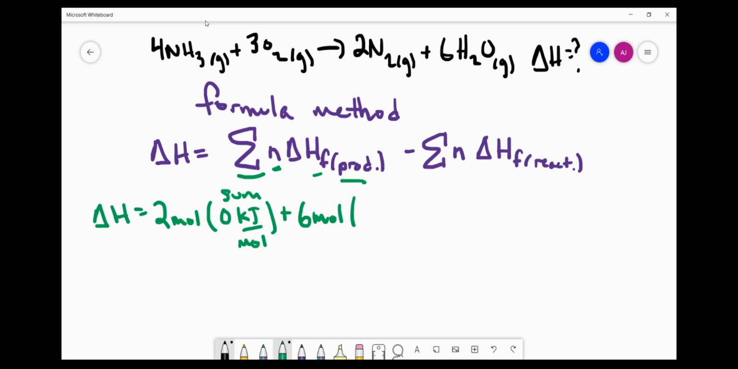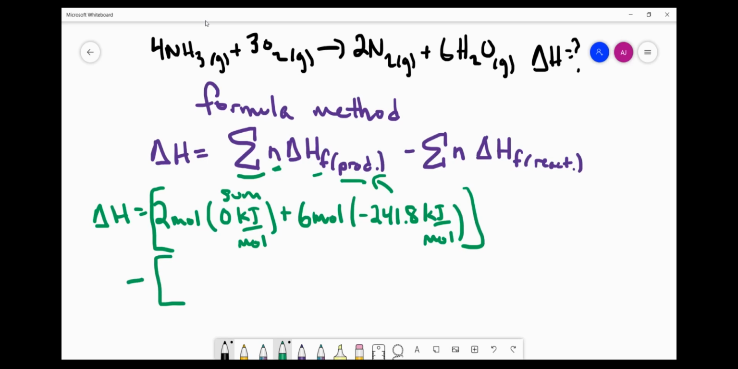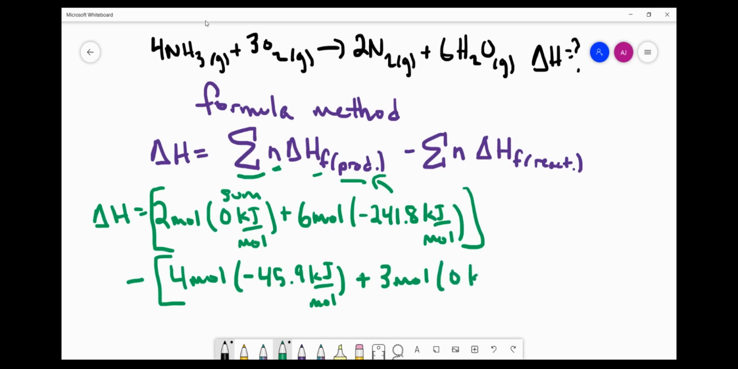And I'm multiplying that by negative 241.8 kilojoules per mole. So there is the product, right? That goes with that. Then I'm going to do this in 2 lines. Here are my reactants, 4 moles of ammonia. And the heat of formation for ammonia is negative 45.9 kilojoules per mole. And then I add the next reactant, which is oxygen. There are 3 moles. And the heat of formation for oxygen is 0 kilojoules per mole.